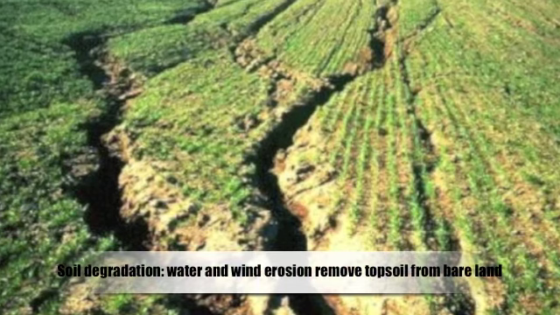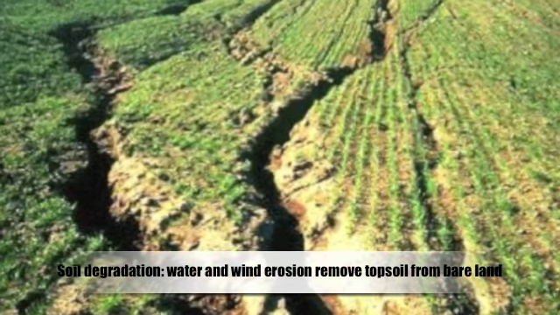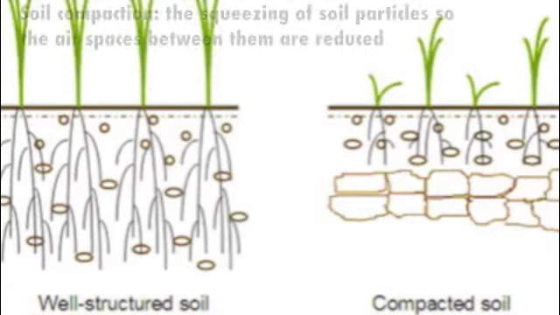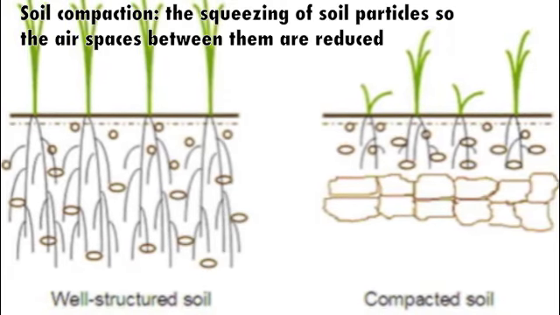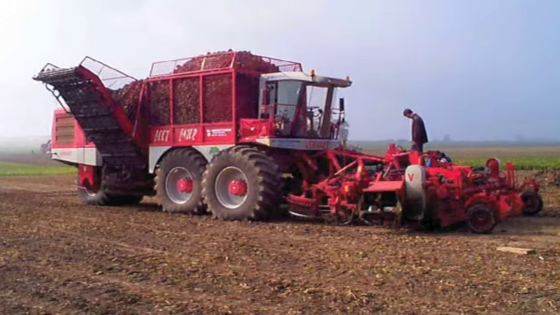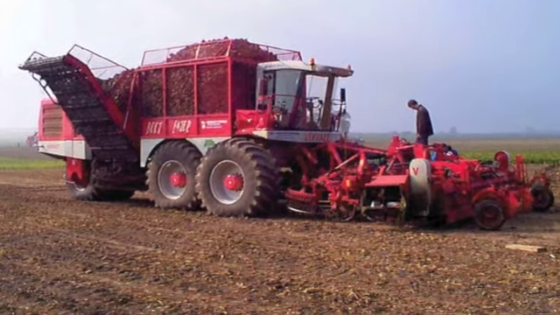Soil degradation occurs when water and wind erosion remove topsoil from bare land. Soil compaction is the squeezing together of soil particles so that the air spaces between them are reduced. The biggest contributors are farm vehicles and grazing animals.